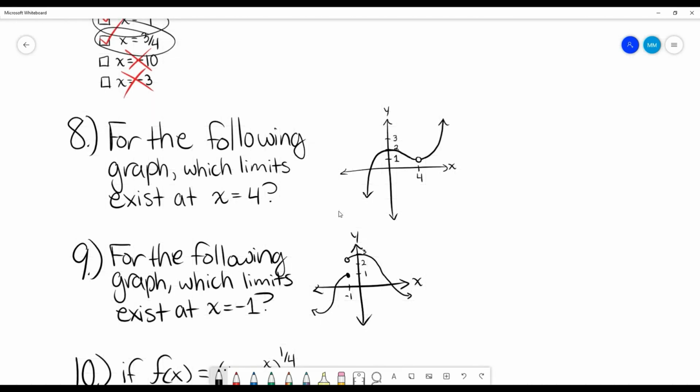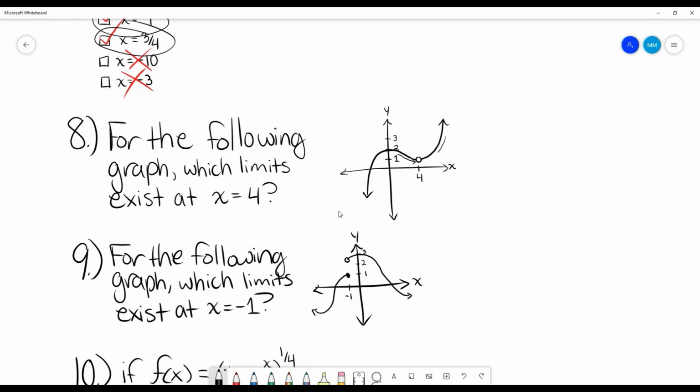All right, now this next one is a pretty easy one. It says, for the following graph, which limits exist at x equals 4? And by which limits, it's just referring to our left-sided limit, our right-sided limit, or our both-sided limit, so our general limit. So in this case, we've got x equals 4, and we obviously see that our left side limit exists because it is approaching a value. There's no discontinuities in here. There's nothing that's stopping it, no asymptotes or anything, so this limit does exist.